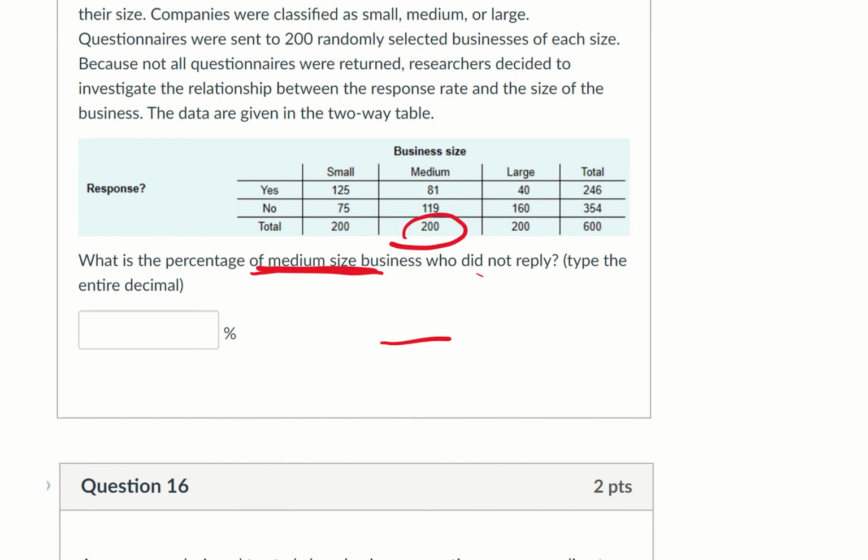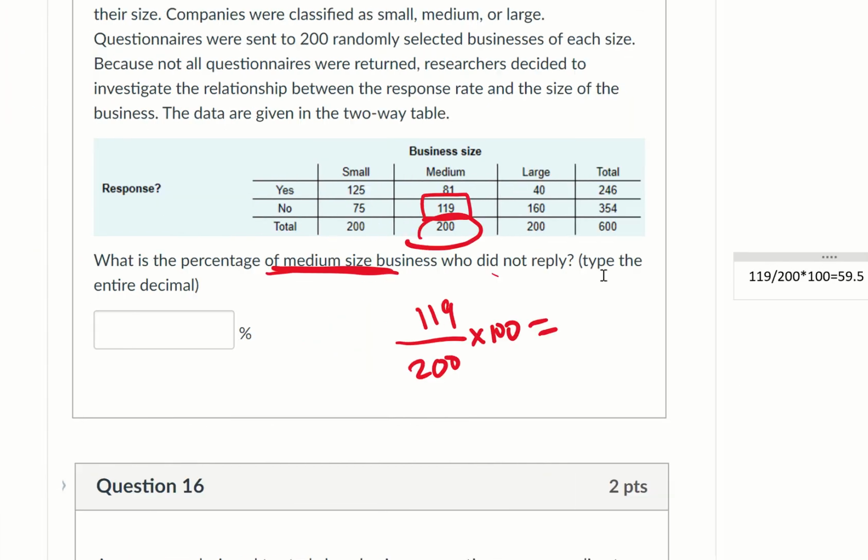How many total businesses? 200 that were medium. And out of those 200 medium-sized businesses, how many did not reply? That's going to be 119. Then we times it by 100. We get our percent. So we have 119 over 200 times 100. So 59.5.